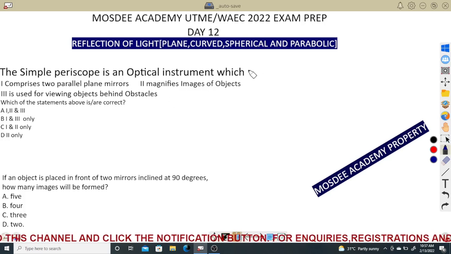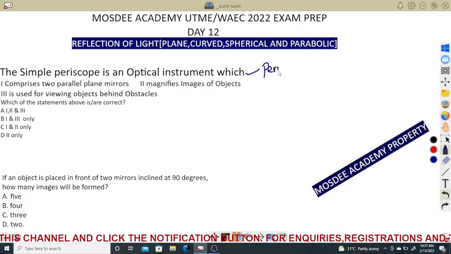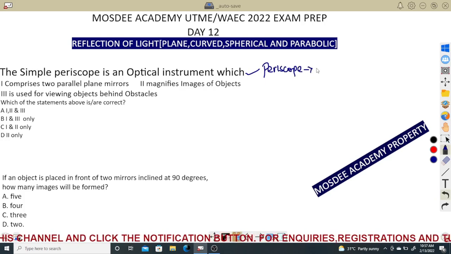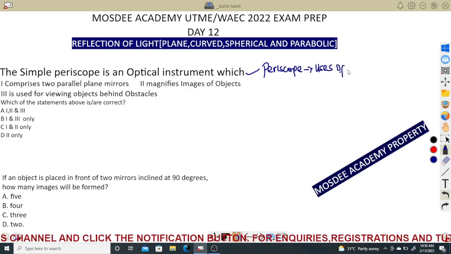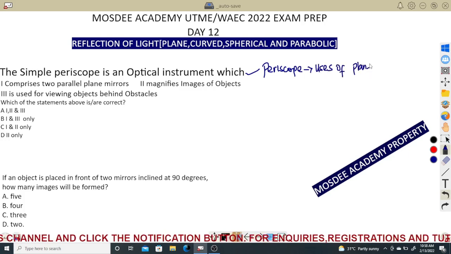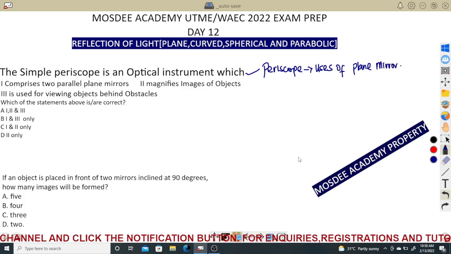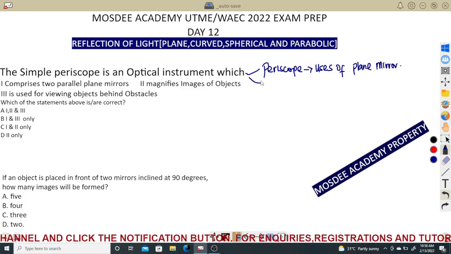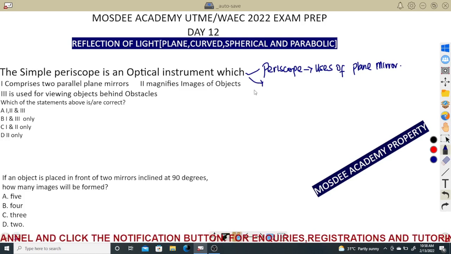I hope students know that a periscope, let's just write a simple note for understanding, is one of the uses of plane mirror. So one of the uses of plane mirror is a periscope. And when we talk about periscope, it's not the only one. We have the common looking glass. You have the kaleidoscope. I hope you have heard about that.